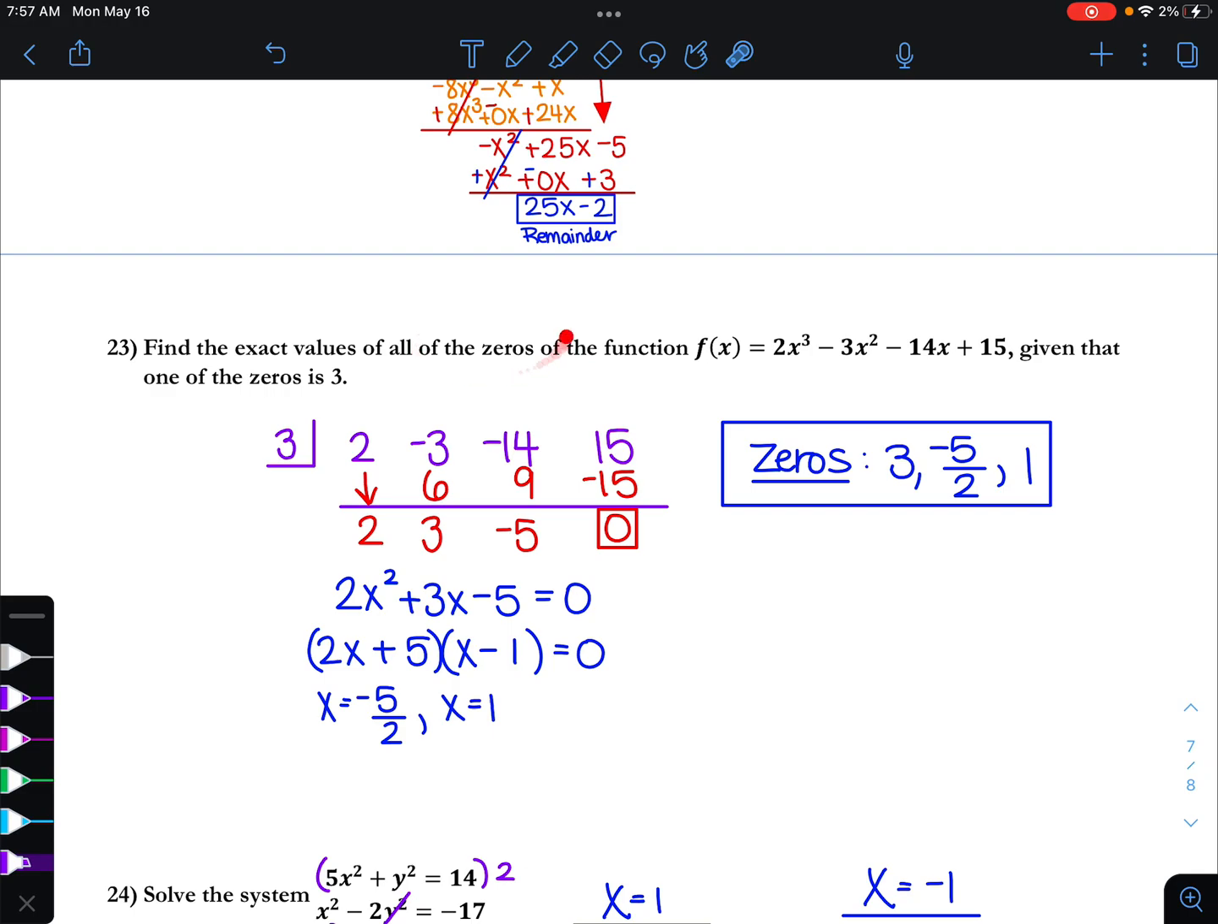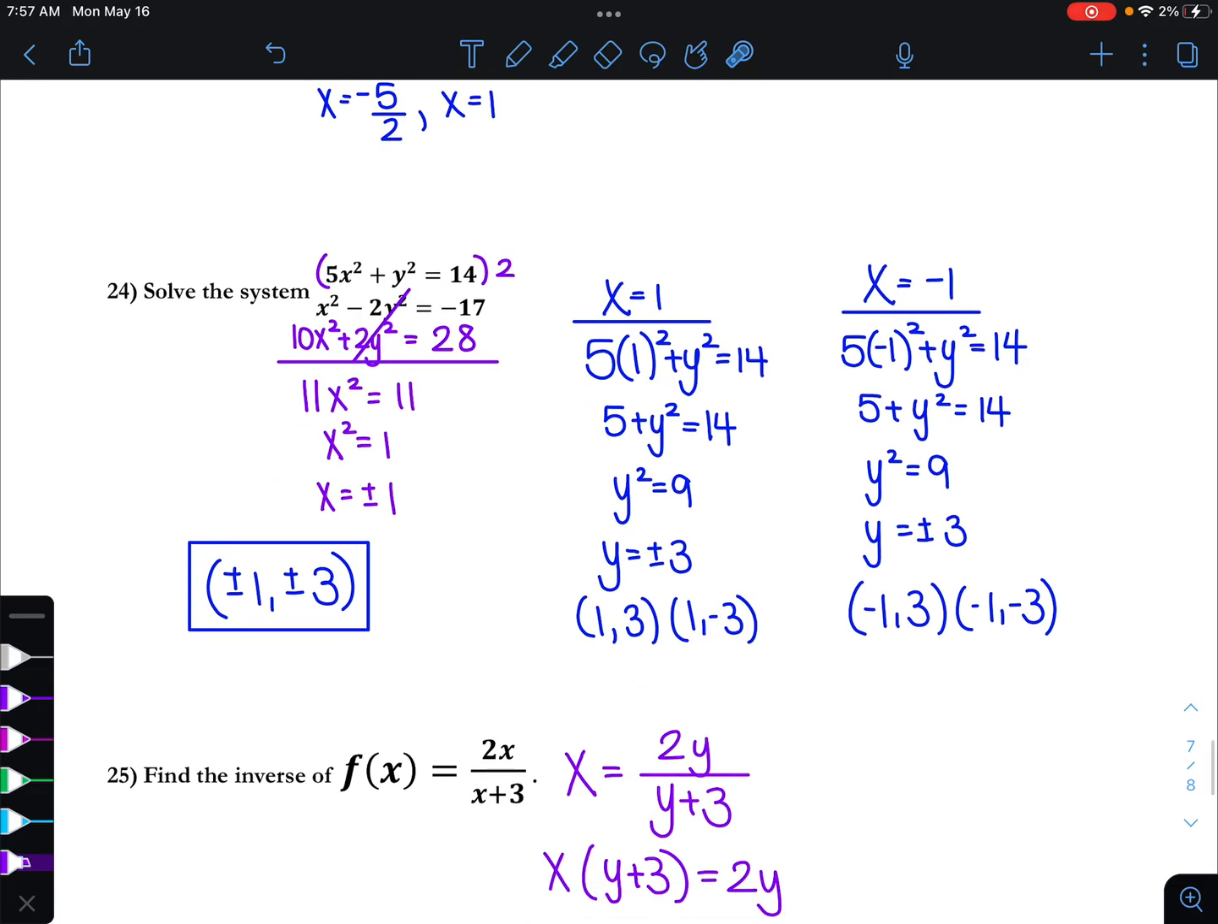If we want to find all the zeros of a function, synthetic division is easiest, especially if they give you one of the zeros. So we take the coefficients 2, -3, -14, 15, divided by 3. Remember, drop it, multiply, add. We get a remainder of 0, which we know should have happened because they told us 3 was a 0. So it should have ended in 0. We're dividing because we want what's left over so that we can factor this quadratic to get the rest of the zeros. So all of the zeros are the 3 that they gave us, and then the -5/2 and the 1 that we got from solving the quadratic.